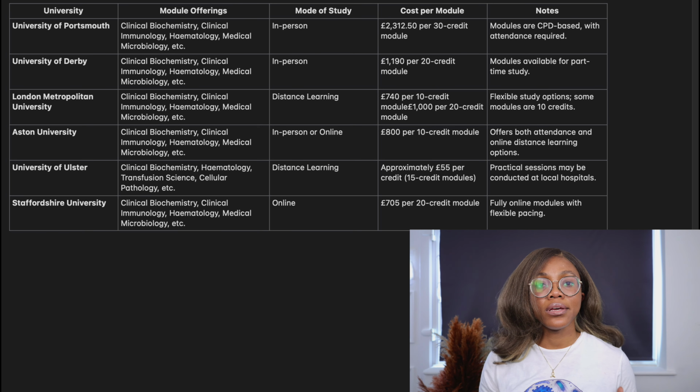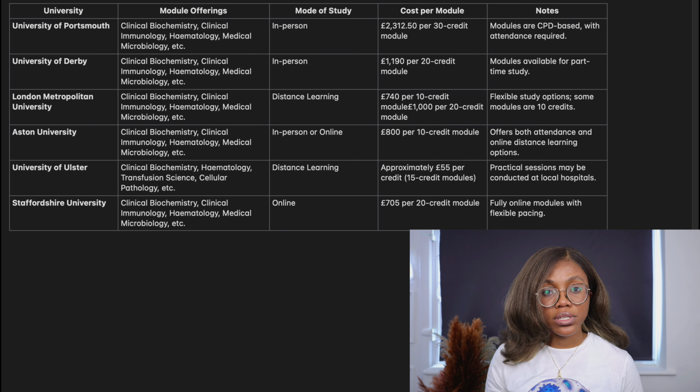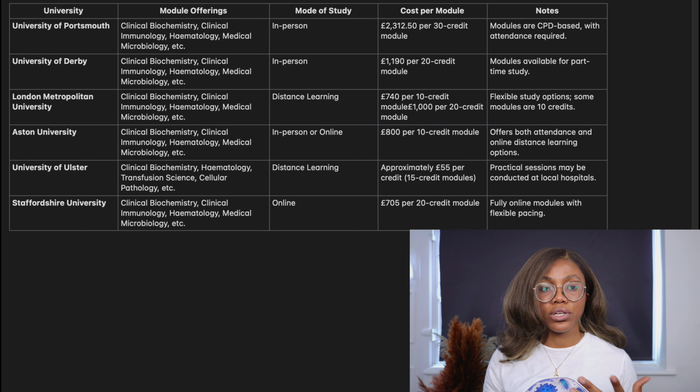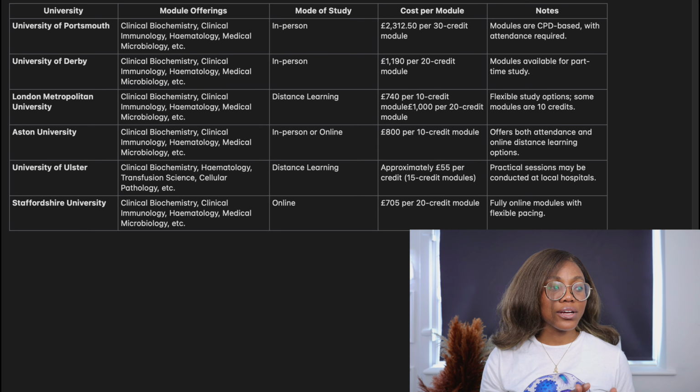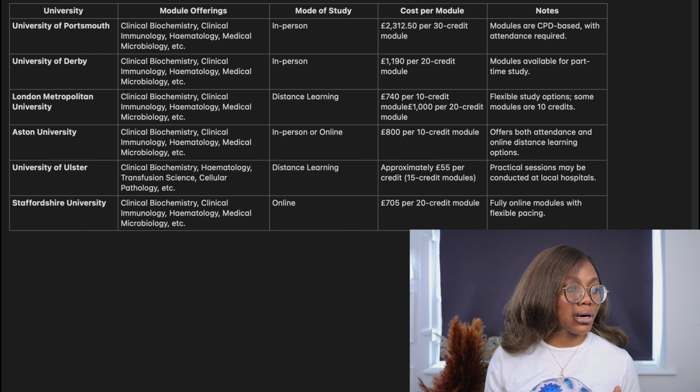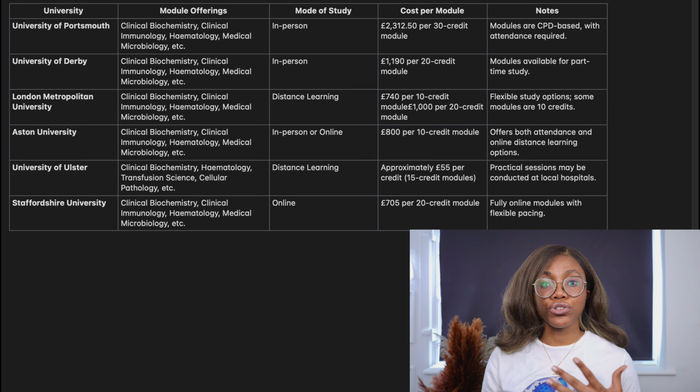For the mode of study, most universities will offer in person, and they will offer hybrid, where some days you can join virtually and some days you might have to come in physically. So it's very important for you to do your research and know what will work for you. I hope this has cleared up the options about top-up modules, what you will need, and also payment.